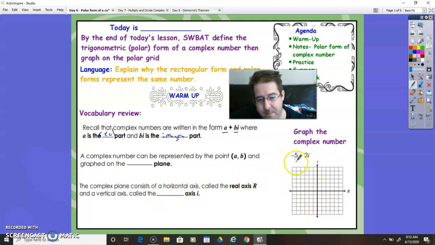Now, if I'm going to graph a complex number, meaning it has a real part and an imaginary part, I'm going to use the real part to go along this axis. So that's negative 5, 1, 2, 3, 4, 5. And plus 2i, so that would be 2i going up. So that would be that point right there.